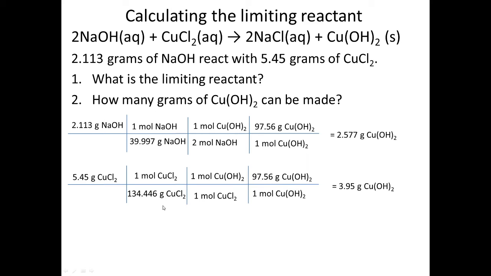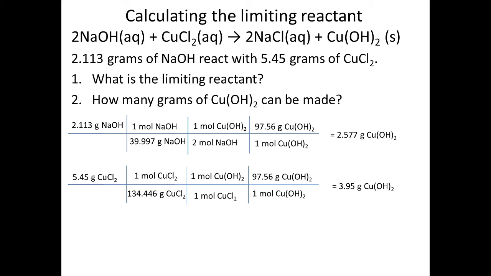So, notice that I have 2 answers for the number of grams of copper hydroxide made. Which one do I want? Well, limiting reactant, it's kind of in the name. The limiting reactant is the one that limits the process. It limits how much you can make. So you always want to pick the one that makes less of what you want, because that's what's actually going to happen.